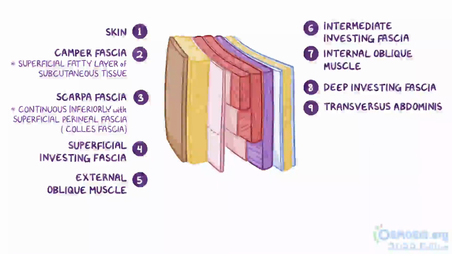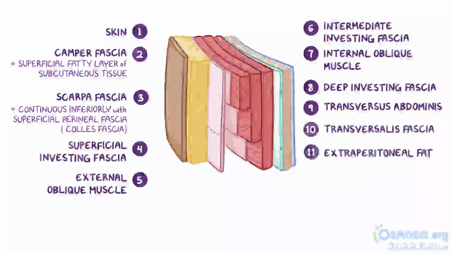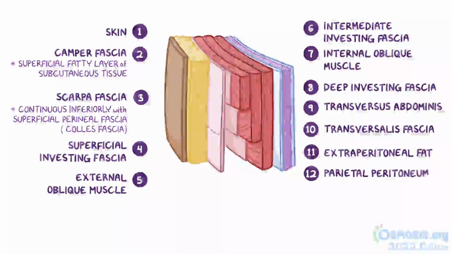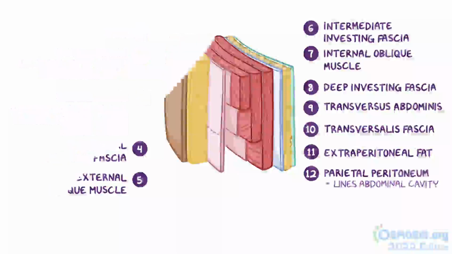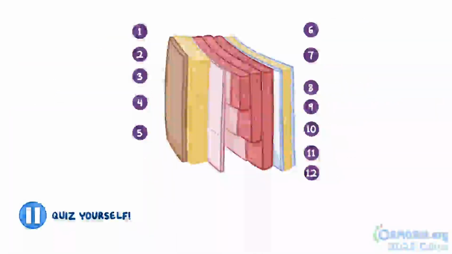Deep to the transversus abdominis is the transversalis fascia. And finally, for our 2 deepest layers, there is a thin layer of extraperitoneal fat which is just above the parietal peritoneum, which is the deepest layer of the abdominal wall and lines the abdominal cavity. So just to recap, let's take a quick break and see if you can recall the layers of the anterolateral abdominal wall.